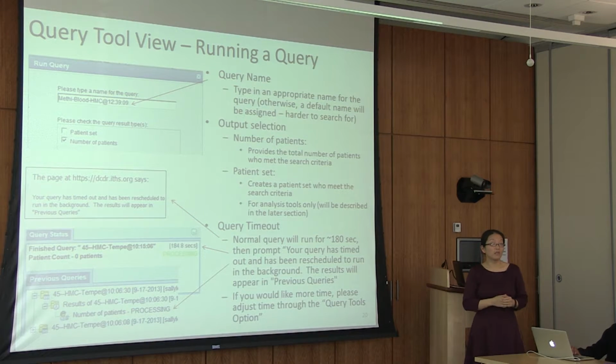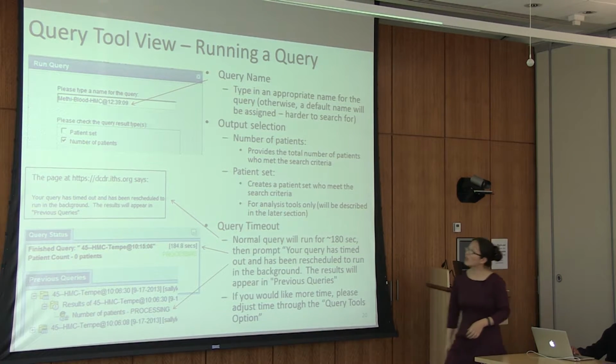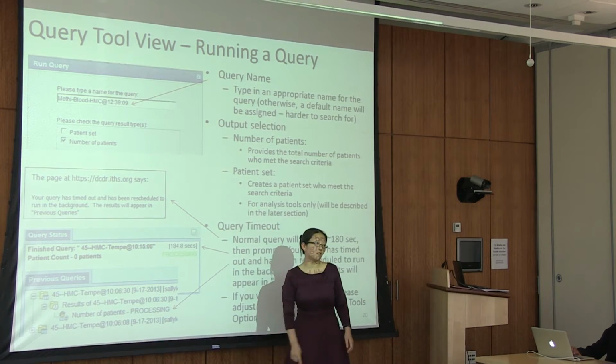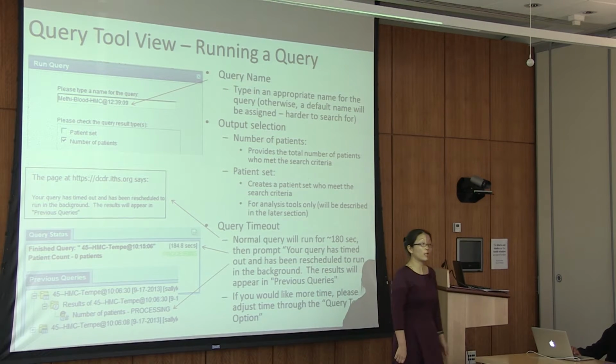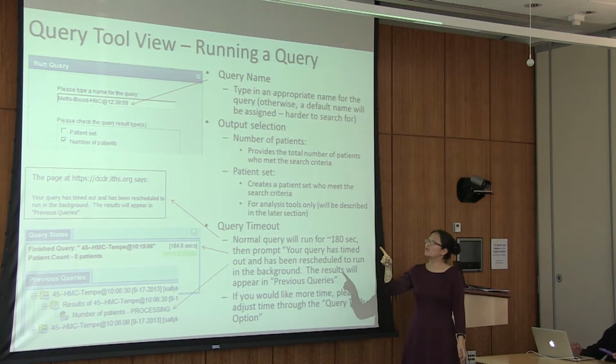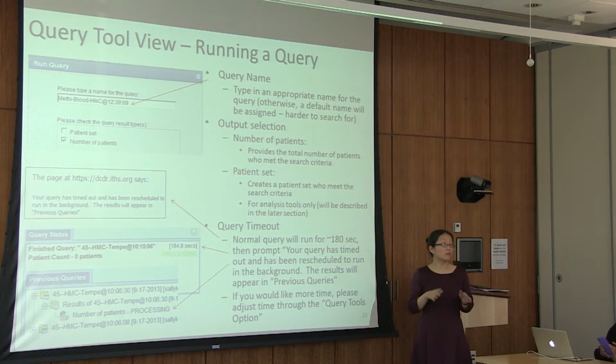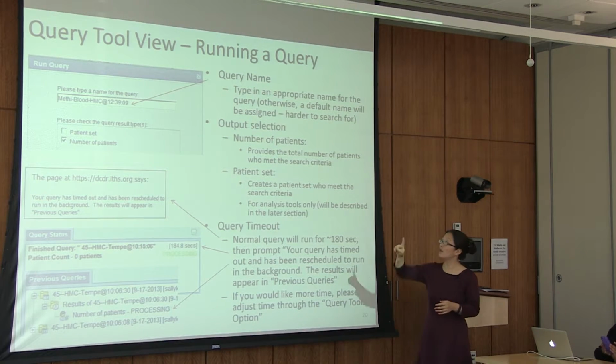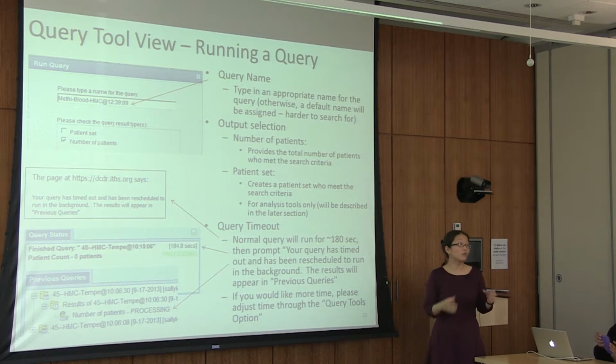And if you put something really cryptic, it will be very hard for you to copy and paste and type and make sure that it's correct. So name something that makes sense to you so you can find it later. Otherwise, it's going to put something cryptic like that on top. And most of the time, you'll be using the number of patients as in cohort number. There are instances where you might want to use patient set. I will explain that later. But most of the time, it will be number of patients, and it will return you a number.